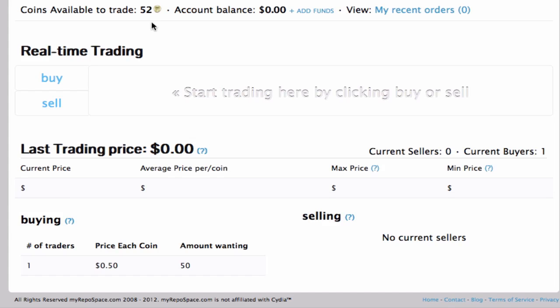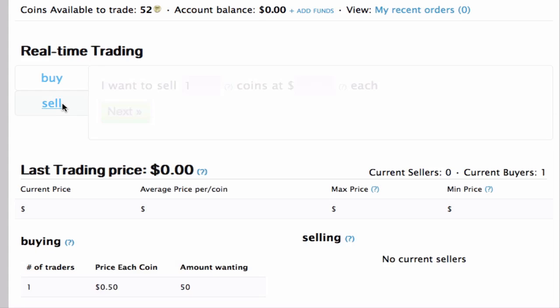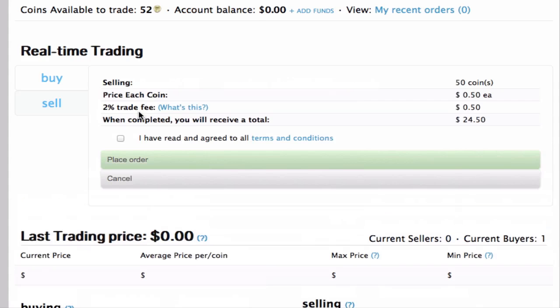Well, it just so happens that I have around 50 coins here. So if I want to go ahead and sell these 50 coins to this trader here, I can just type in 50 at 50 cents. Then I can click next and it will go ahead and tell me what I am about to do. So I'm selling 50 coins at 50 cents each.